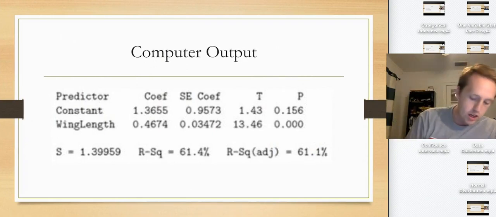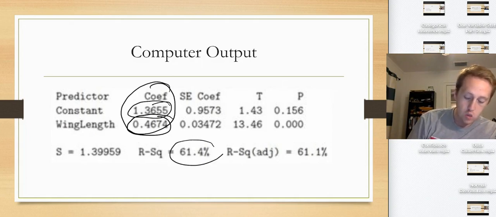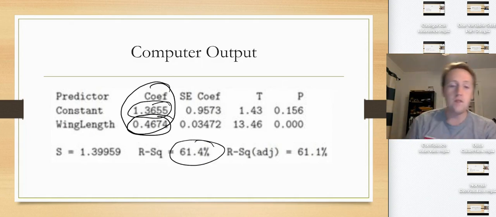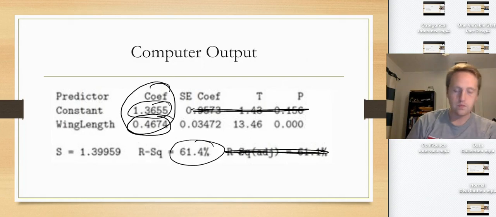All right, computer output. So we've already been looking at these, right? We know that this is the slope, this is the y-intercept. We've looked at the r squared. We haven't looked at anything else. And in fact, we're not going to look at these. We're still not going to look at those. And we're still not going to look at those.